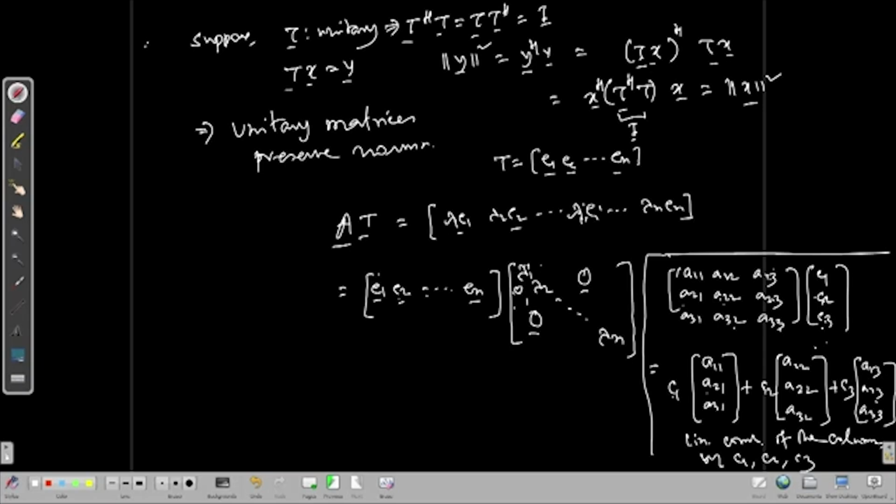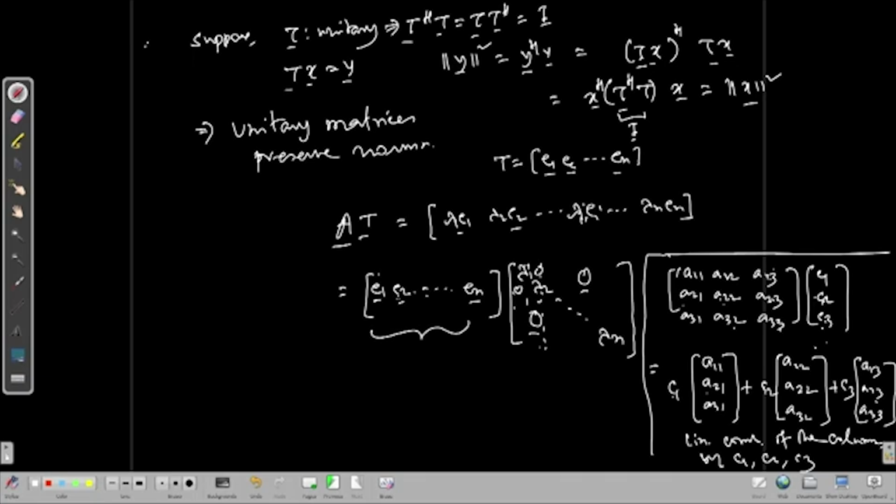Then again take the second column. First guy is 0 here. So, this matrix times this second column vector will be what? It is 0 times first column E1, lambda 2 times second column E2, then again 0 times next, dot dot dot, 0 times last. So, lambda 2 into E2, only that will remain, and likewise. Okay, just use this.